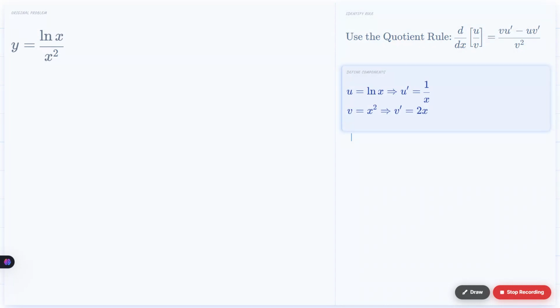We define u as natural log of x and v as x squared. We do this to find the parts we need for our formula. We also find that the derivative of u is 1 divided by x and the derivative of v is 2 times x.